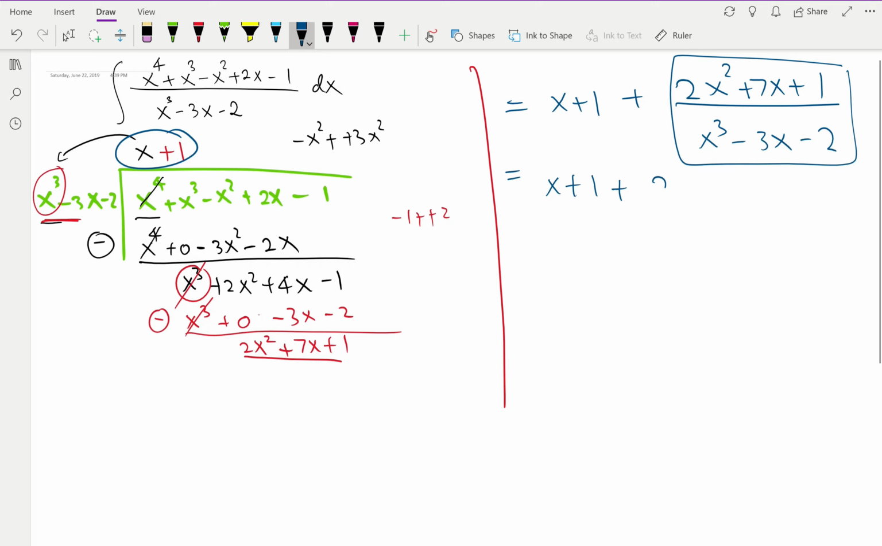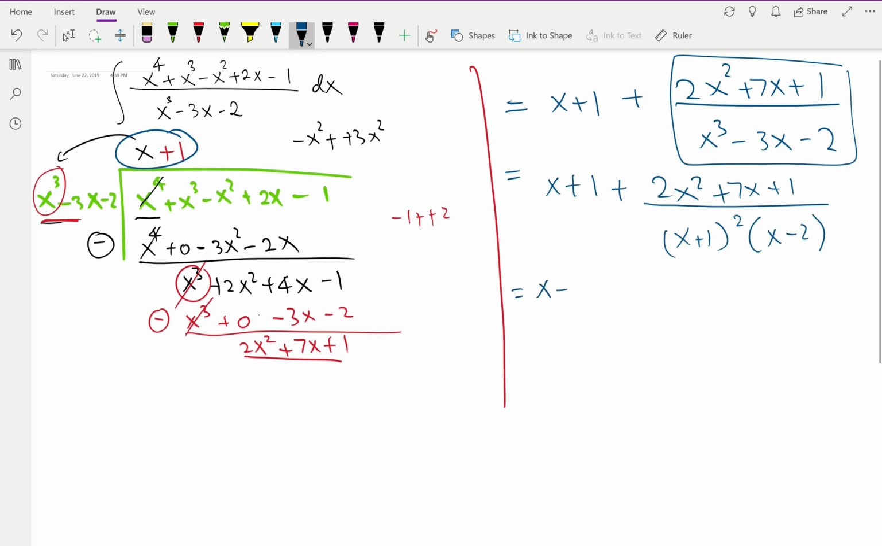Now to decompose that, we have to factor the denominator as much as possible. So let me give you the factors. Try to do it by yourself. So the factors are x plus 1 squared and x minus 2. So these are the factors. So this is a case 1 scenario.